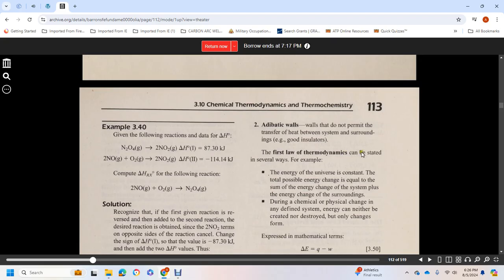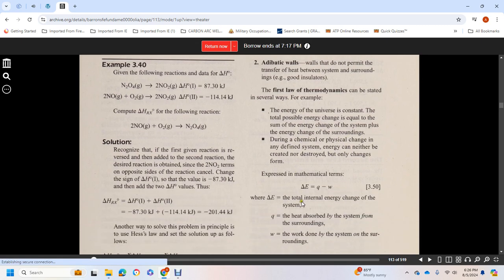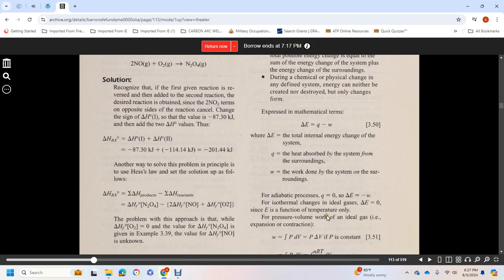Well insulated. The first law of thermodynamics can be stated in several ways. For example, the energy of the universe is constant: the total possible energy change is equal to the sum of the energy change of the system plus the energy change of the surroundings. During a chemical or physical change, the system's energy can neither be created nor destroyed but only changes form. Expressed in mathematical terms, the total internal energy change of the system is equal to the heat absorbed by the system from the surroundings minus the work done by the system on the surroundings.